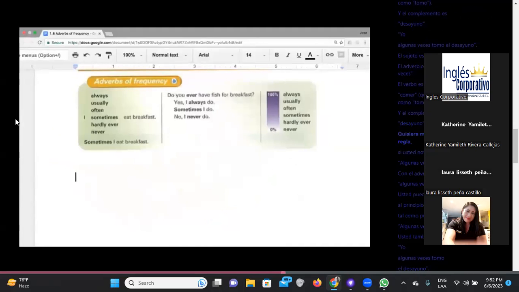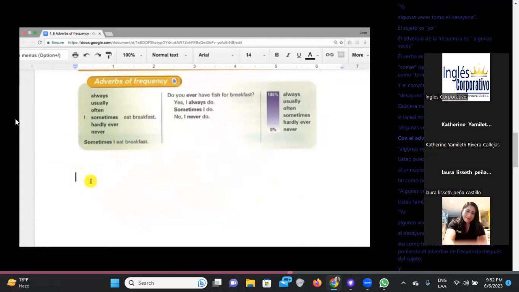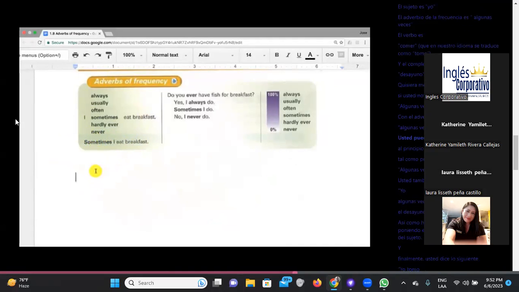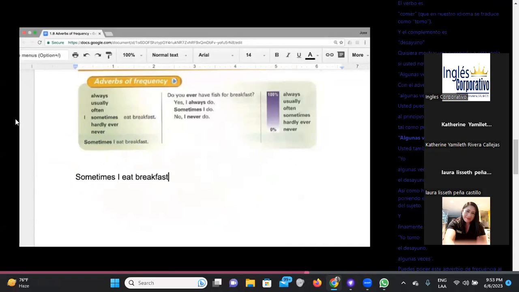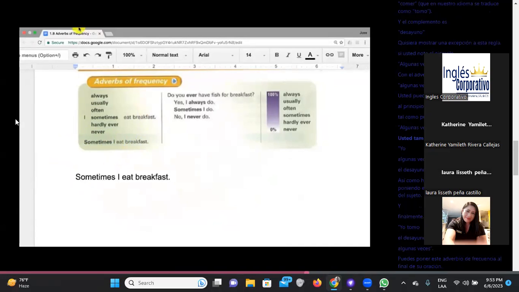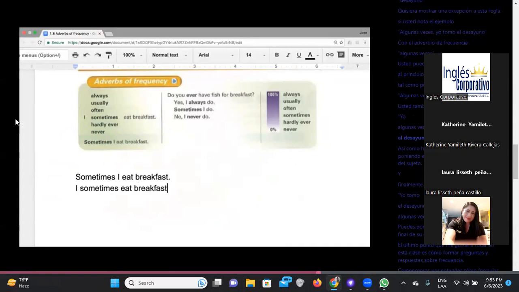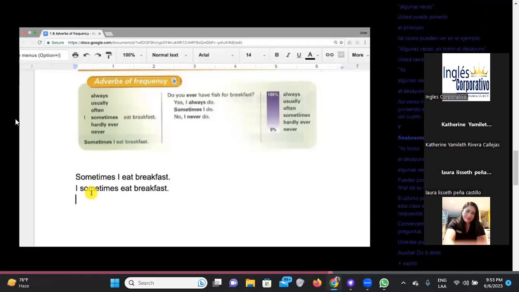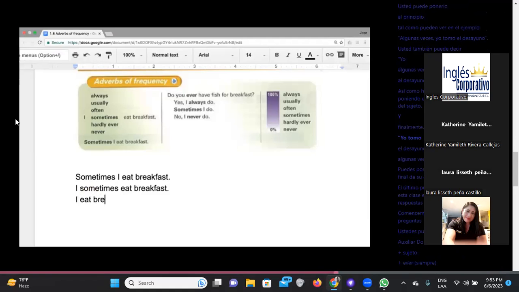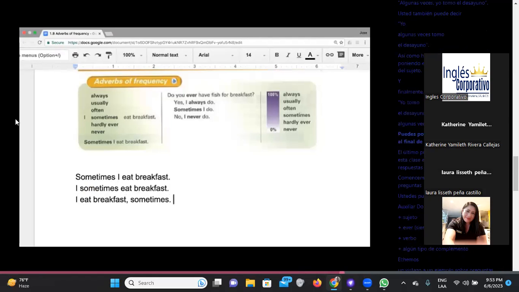I would like to show an exception to this rule. If you notice the example, sometimes I eat breakfast. With the adverb of frequency sometimes, you may put that at the beginning, just like you see in the example. You may also say, I sometimes eat breakfast, just like we've learned in this class, by putting the adverb of frequency after the subject. And finally, you may say the following. I eat breakfast sometimes. You can put the adverb of frequency at the end of your sentence.